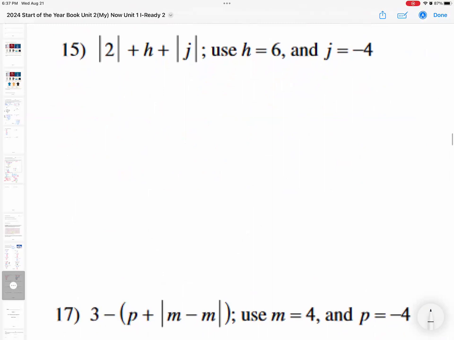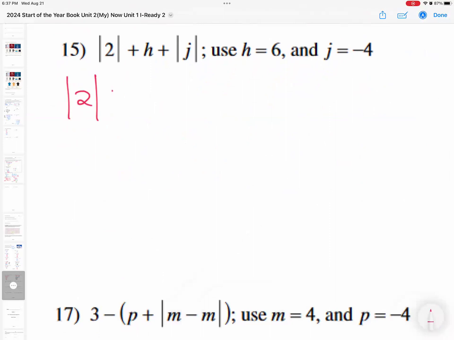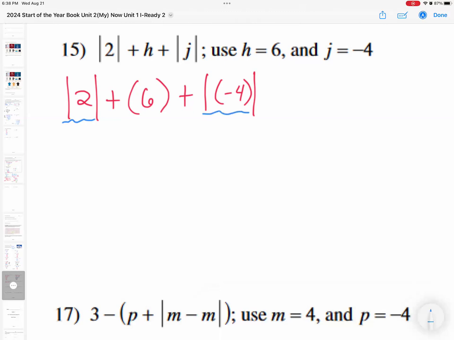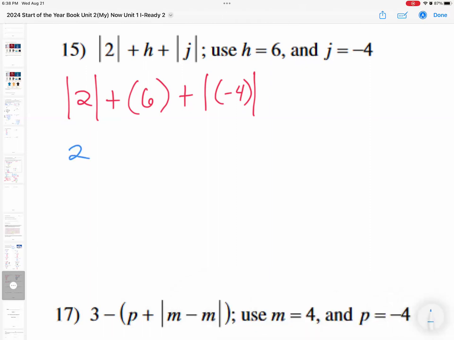For number 15, again, first step always with evaluating. Just dump the numbers in, no math. H here is 6 plus absolute value of j is -4. And then absolute value, you've got a couple different ones, but we go from grouping from left to right, like innermost always, but then since this has the same amount as this one, left to right. So absolute value of 2 is just 2.